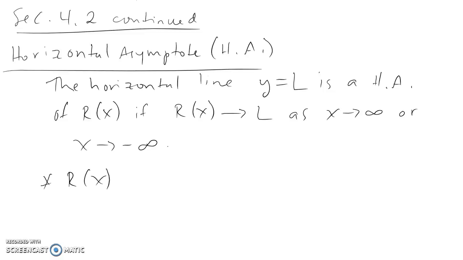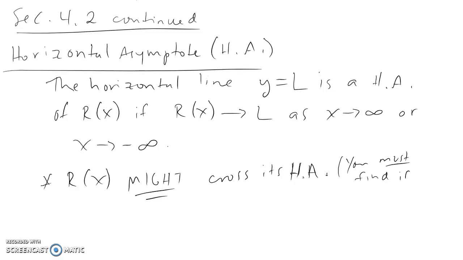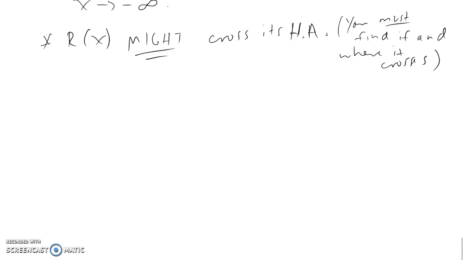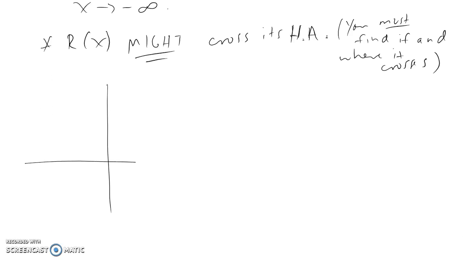It's important to note that a rational function might cross its horizontal asymptote. And so anytime you find a horizontal asymptote for a function, you must find if and where it crosses. You might say, why can it not cross its vertical asymptote, but it can cross its horizontal asymptote? Well, let's look at a couple of pictures of horizontal asymptotes, and maybe that will shed some light.